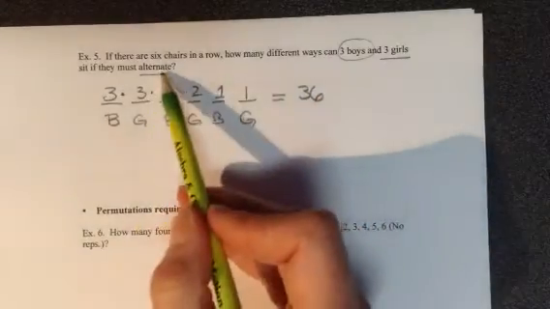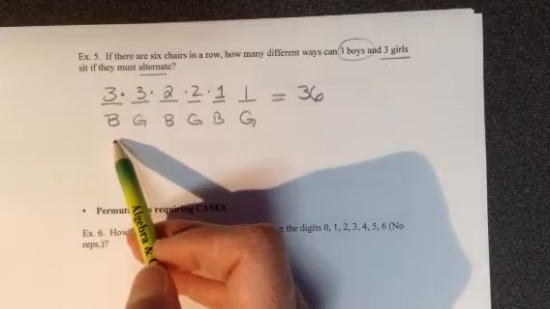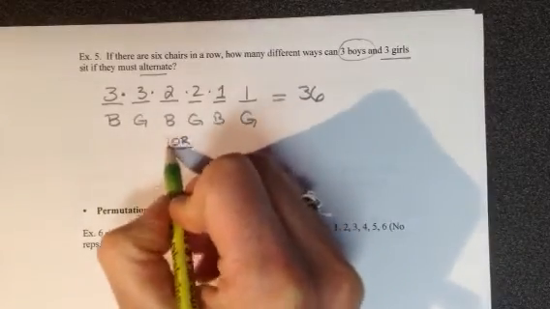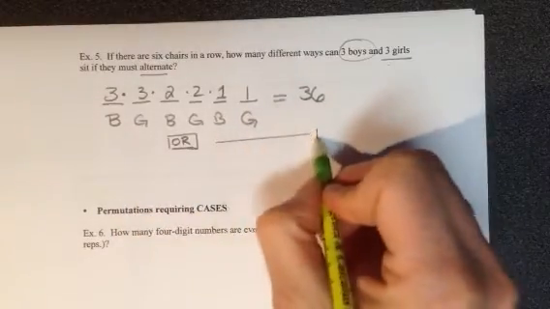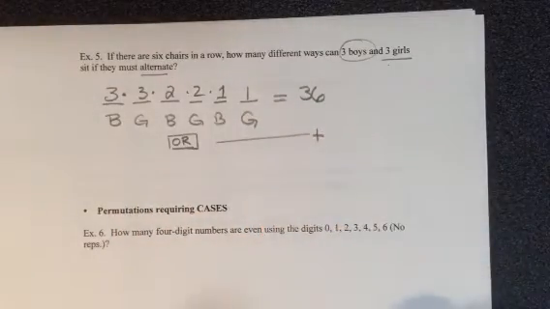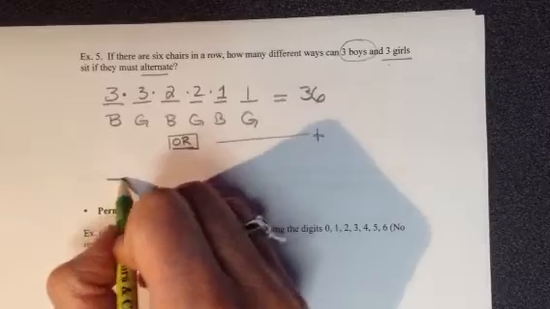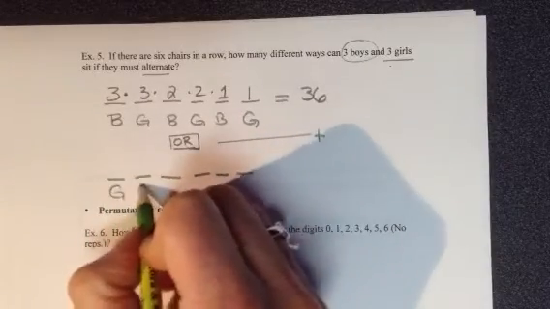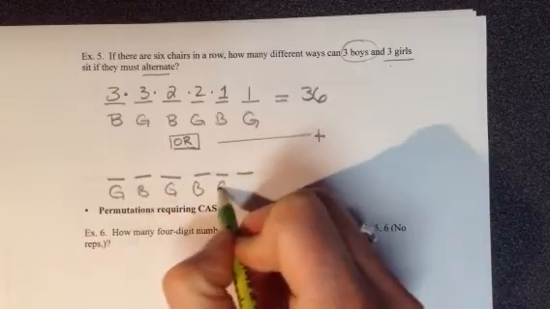Now, it did say they must alternate, but it didn't say we had to start with a boy. So we have an OR question, which you learned in your counting principles means addition. So we're going to add a separate occasion. In this case, I'm going to rewrite the 6 seats, but I'm going to start with girl, boy, girl, boy, girl, boy.